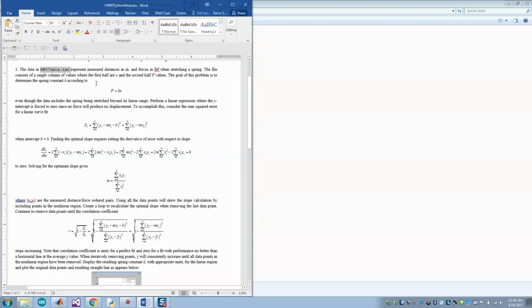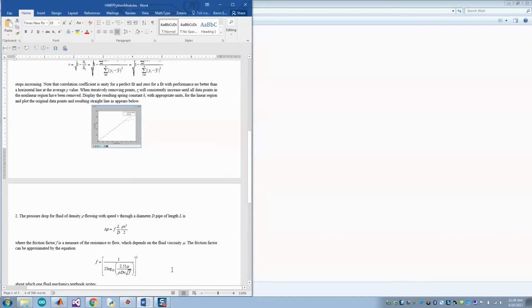What it says here is this file is going to have information about spring data. The first half of the values in that file are X positions, and the second half are force values. So this is sort of like the classic physics lab where you have a spring scale, you put a certain weight on there so you know what the force is, and you measure how much it's displaced. So you know the displacement, you have different data points for how much displacement X you get for a particular force F. And often we're interested in knowing what is the spring constant K. So this problem is about trying to find the value of the spring constant for this data.